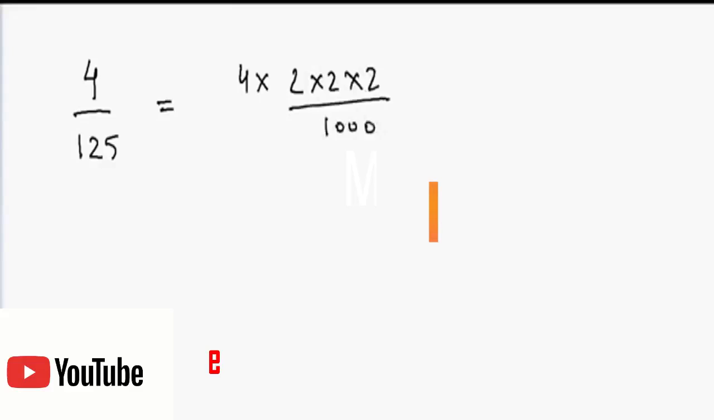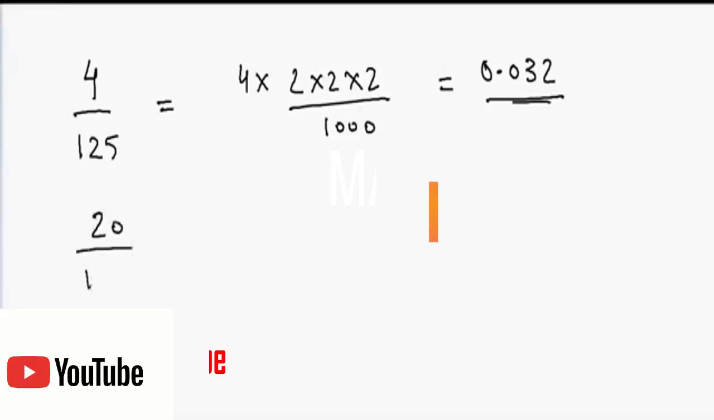Another example will be to divide by 125. So if I have 4 and I want to divide by 125, how will I do that? In that case, that will be equal to 4 into 2 into 2 into 2 divided by 1000. So 4 into 8 is 32. So we have 32 and we put a 0 here. So that's our answer.